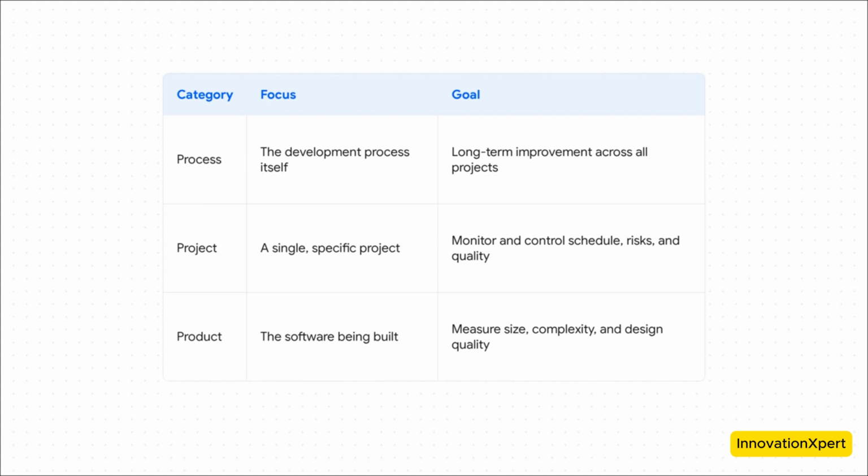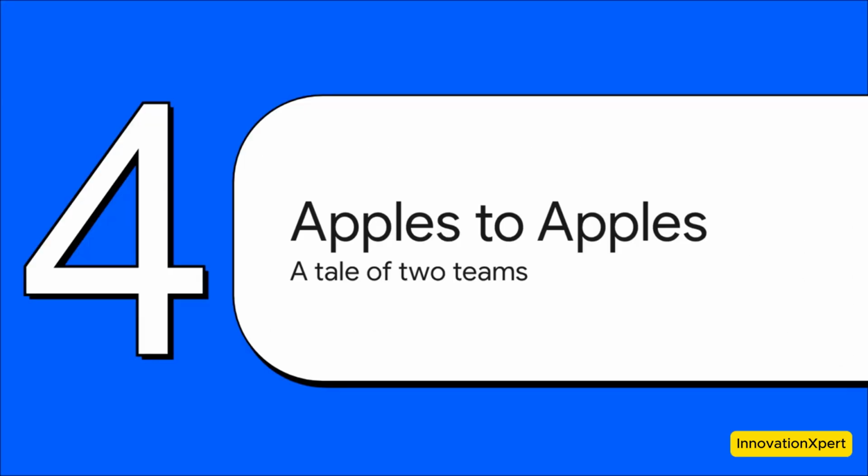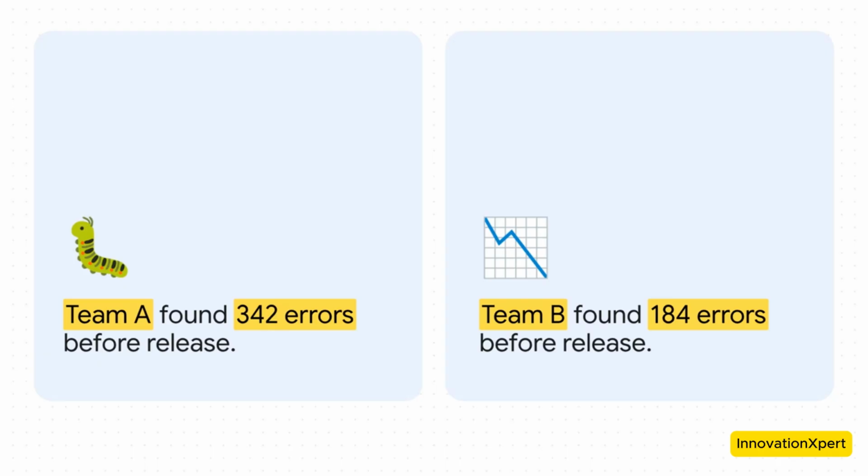3 different jobs, 3 different types of metrics. Now, let's look at a classic problem that shows exactly why metrics are so much more useful than just raw measures. We'll call it the tale of 2 teams. Okay, on the surface, this looks pretty straightforward. Team A found 342 errors before their software went out the door. Team B, on the other hand, only found 184. Those are our raw measures.